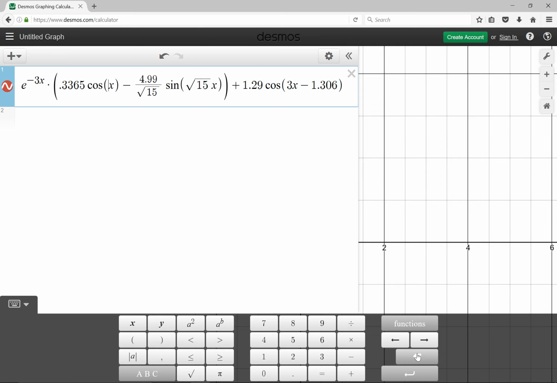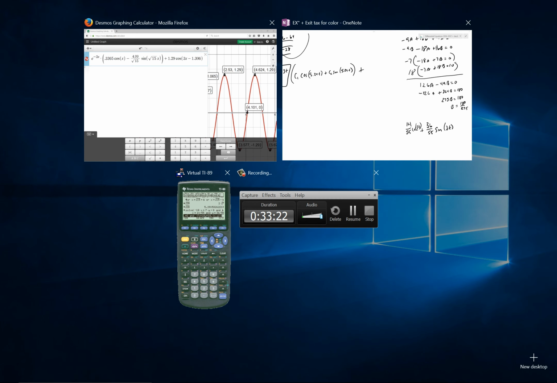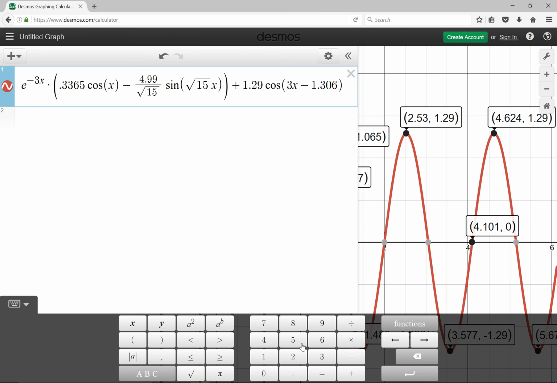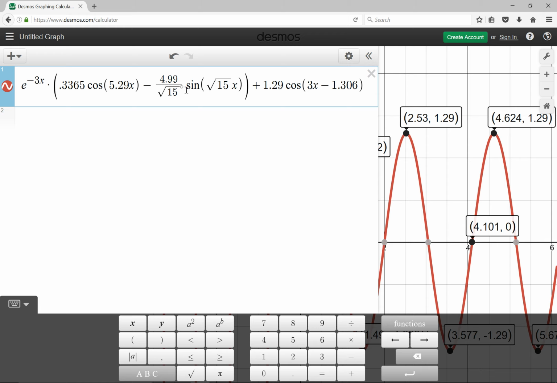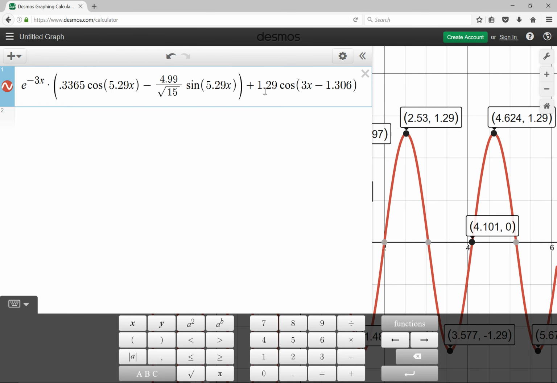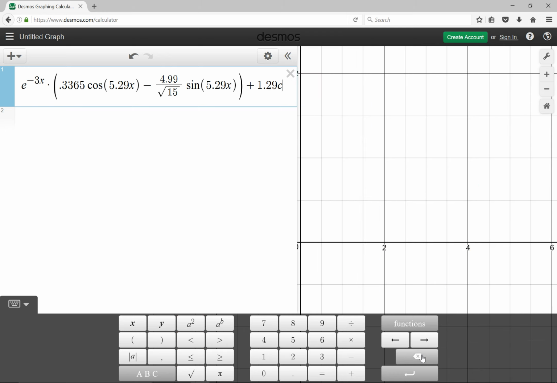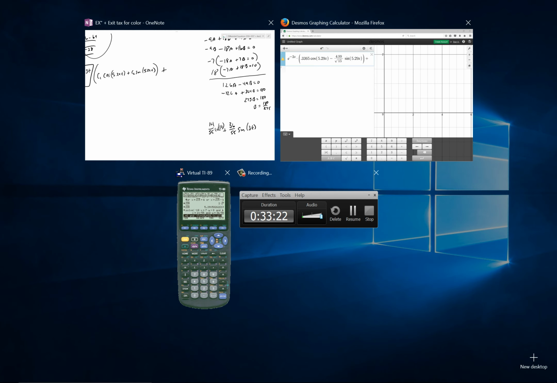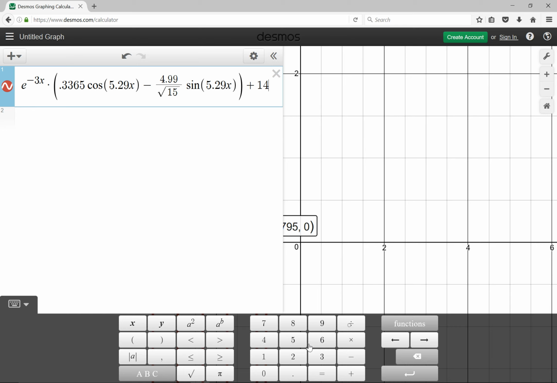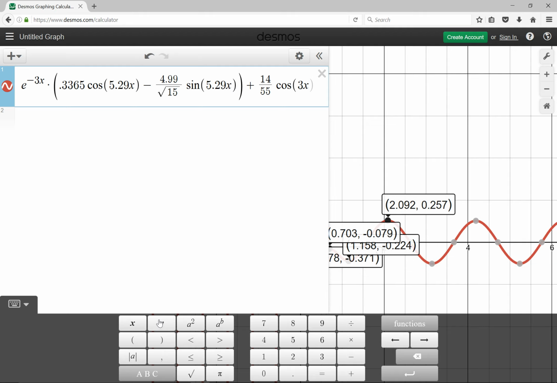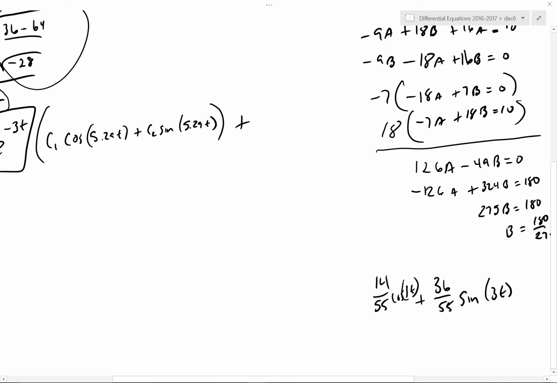Okay? Now, what did we say our value was? We said it was 5.29 for those values. Let's go ahead and put those in there. And again, I don't really care. I'll just leave that alone. It's not going to hurt anything because it's going to 0 so fast. And then the second part of the equation, we didn't combine them yet. Oh, we could, I'm not going to this time. It was 14/55 cosine 3x, and then of course 36 over 55.